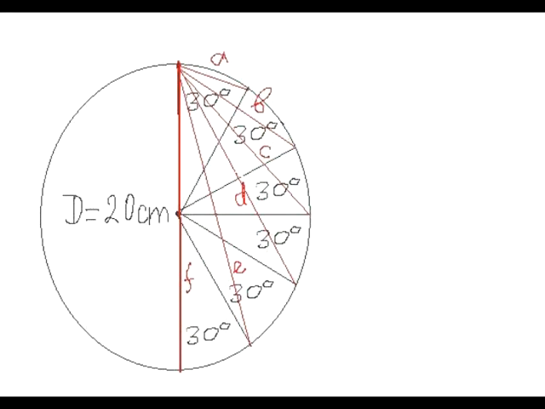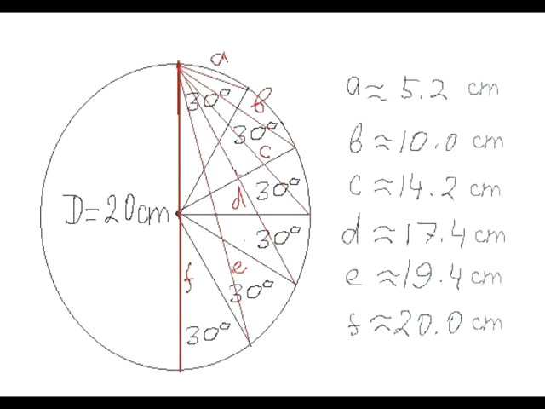And of course, we will get the same set of lengths if we draw similar segments starting from any other vertex. The measurements of these 6 segments should result in 6 approximate numbers shown on the diagram. Note that the length of segment B is 10 centimeters, that is half of the length of the diameter. This is how it should be.